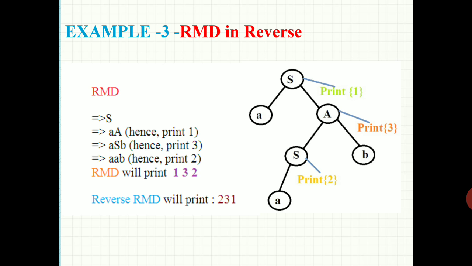Then in the second step of the derivation, we replace A by the non-terminal S b. Using the third production, it will print the value 3. Then we replace the rightmost non-terminal S by small a, using the production S produces a, the second production, so we print the corresponding semantic action, that is print 2. So the rightmost derivation gives 1, then 3, then 2. The reverse of that will be printed: 2 3 1.